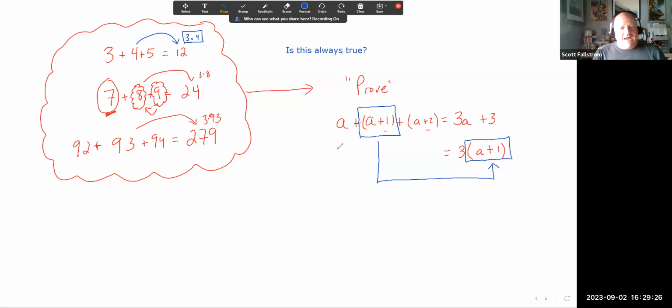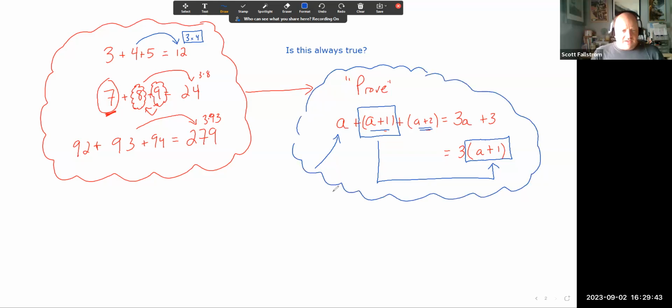So it doesn't matter what number you put in here, as long as you add 1 to get the next one and you add 2 to get the third number, I promise you it will always equal 3 times the middle number, and this proof demonstrates why that has to be the case. So this reasoning over here is known as deductive. With deductive reasoning, when you do it properly, the conclusion is always going to be true.